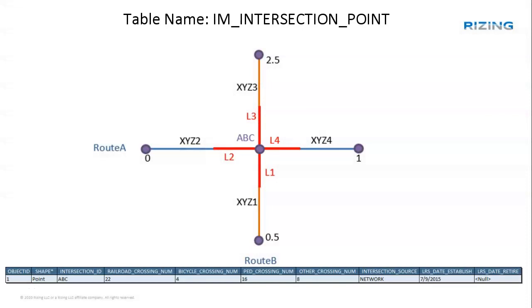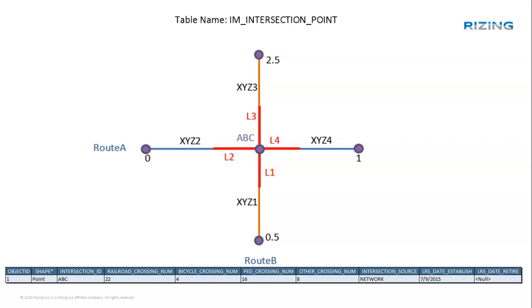Here you can see an example of the intersection point table based on our diagram. Notice it contains that unique intersection ID for the intersection point generated by the tool, as well as any associated crossings and the intersection source. From this unique intersection ID, the intersection can be related to the other datasets generated by IM.